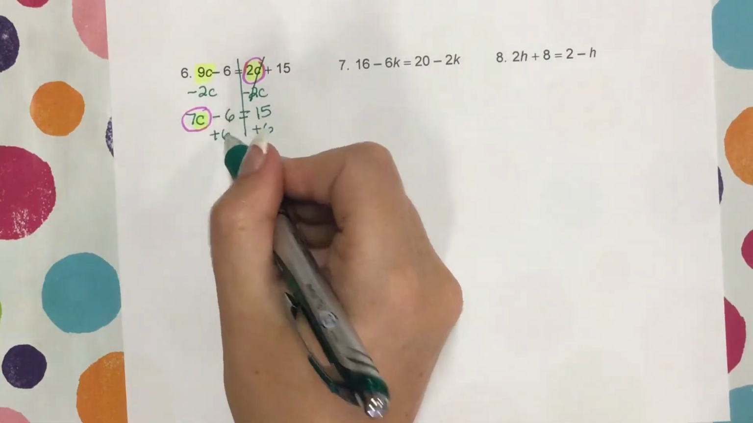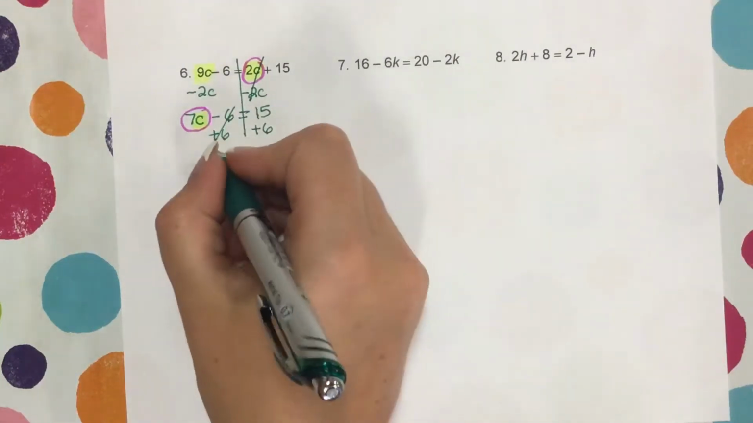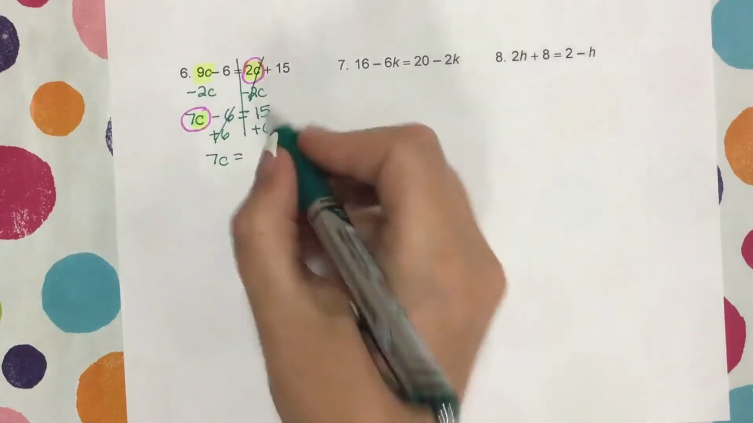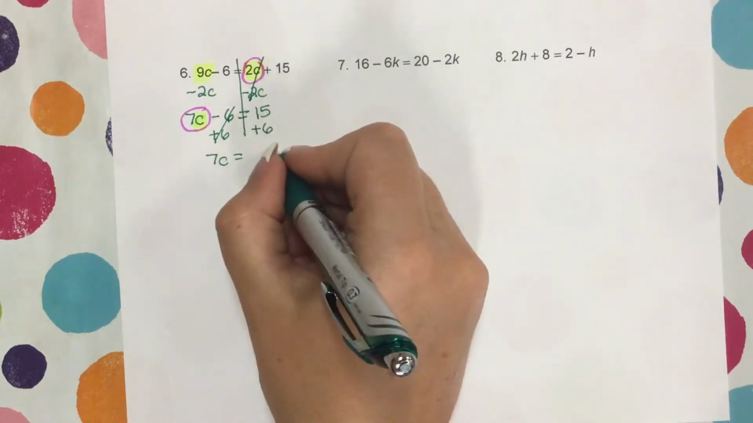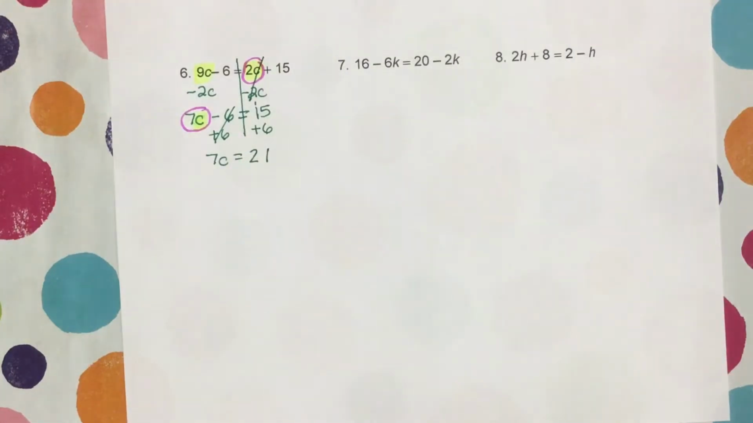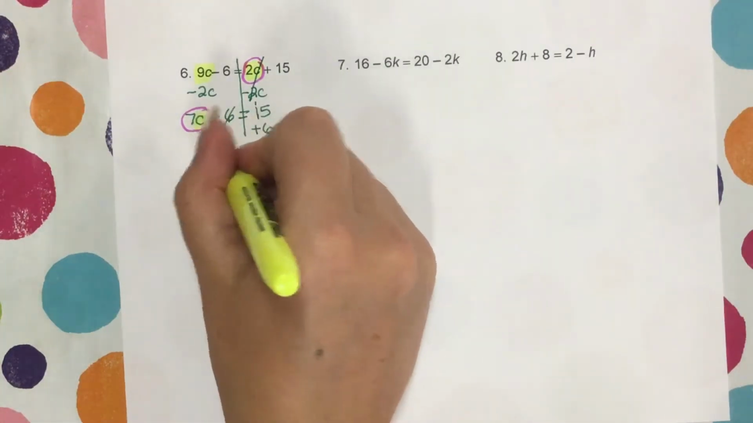The negative 6 and the positive 6 are going to cancel each other out. So we're left with 7c equals 15 plus 6. 6 plus 5 would be 11. Carry the 1. 1 plus 1 would be 2. So 21.